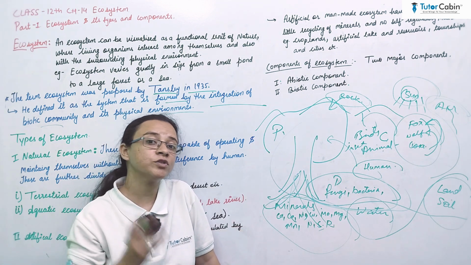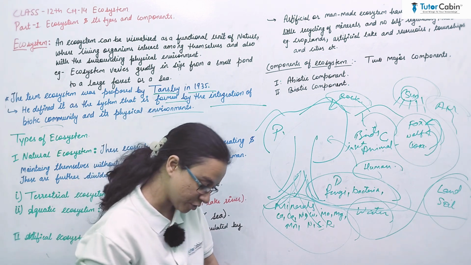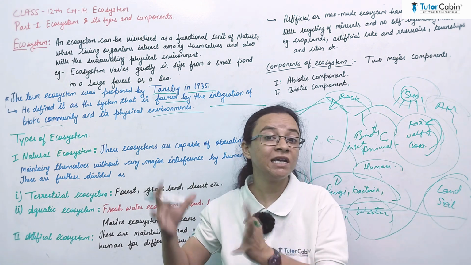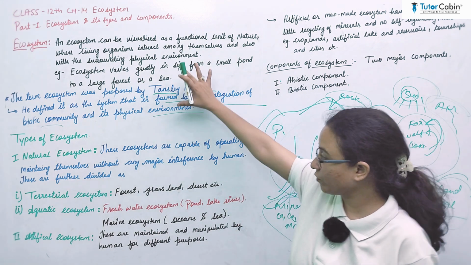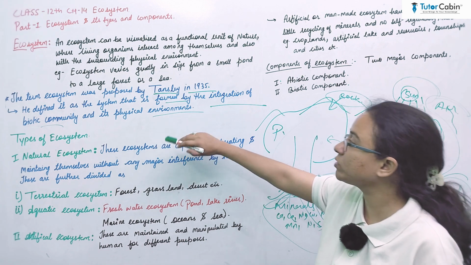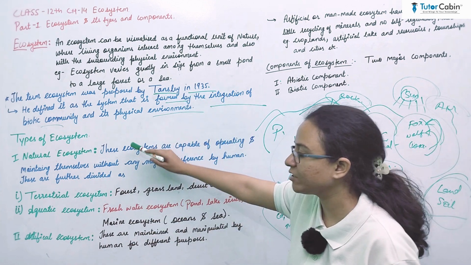The main components of an ecosystem are biotic as well as abiotic factors. These both are present and form the ecosystem. Clear, friends? In this way, this is the definition of ecosystem. Who coined the term ecosystem? Tansley, in 1935. And there are two types of ecosystem: natural and artificial.